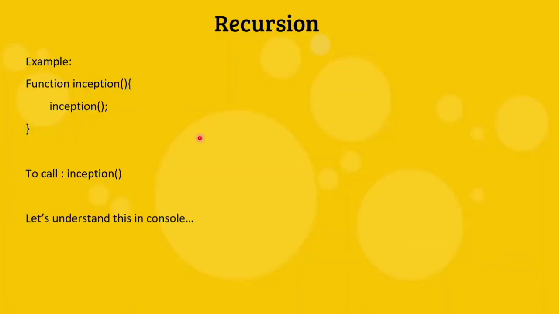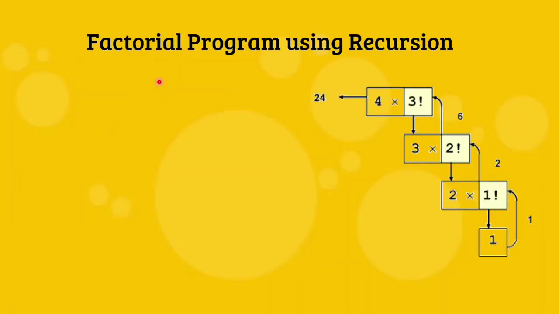So how do we solve this stack overflow problem? For that we need to write a base case inside our inception function. And then we will be able to stop the execution of the same function once we reach that base case. And what is that? Let's understand that with an example of a factorial program. So let's begin.